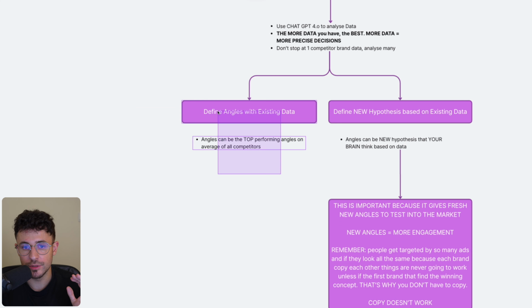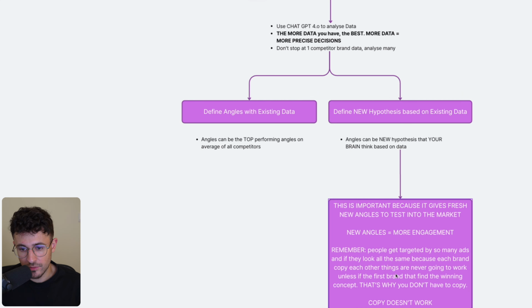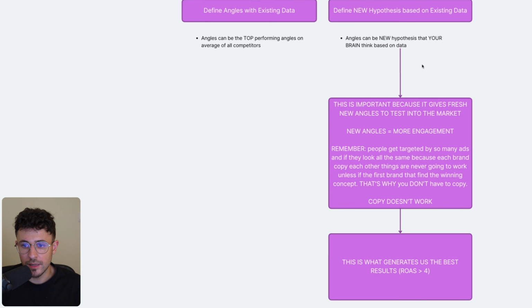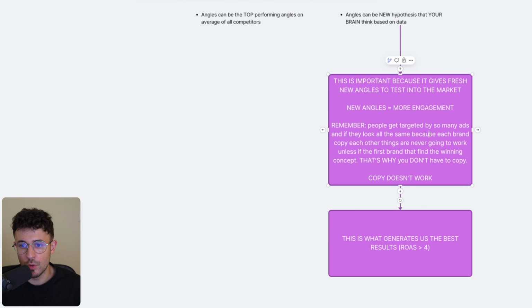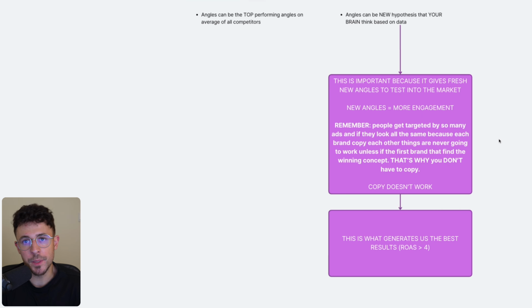Because when you do this, you're using the same angles, and you're probably using also the same formats if you're copying. And then what's going to happen is that people, as you can read from here, people will get targeted by so many ads, and they will all look the same to them, because you're just copying angles from your competitors.